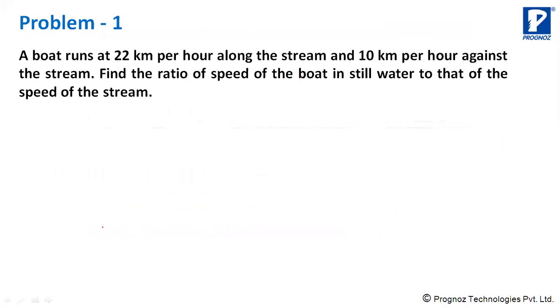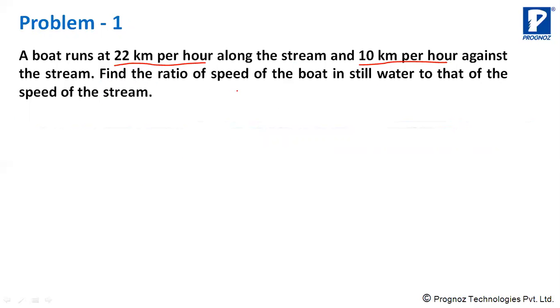Now let's see some problems. A boat runs at 22 kilometers per hour along the stream and 10 kilometers per hour against the stream. Find the ratio of speed of the boat in still water to that of the speed of the stream. So in this problem, the boat runs at 22 kilometers per hour along the stream. Along the stream means in the same direction, so downstream speed is 22 kilometers per hour. And 10 kilometers per hour against the stream. Against the stream situation is upstream, so upstream speed is 10 kilometers per hour.